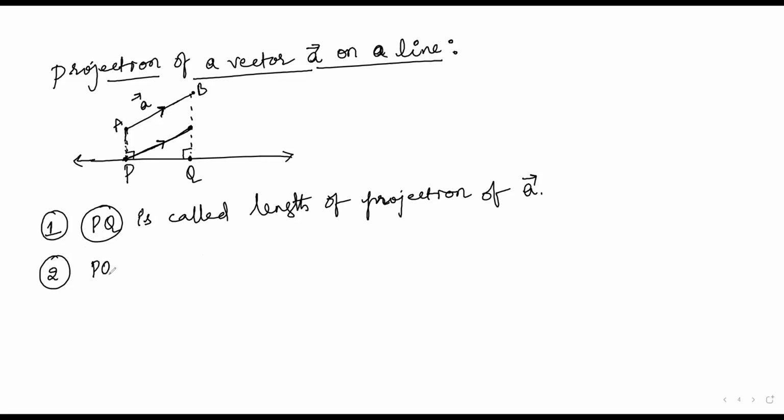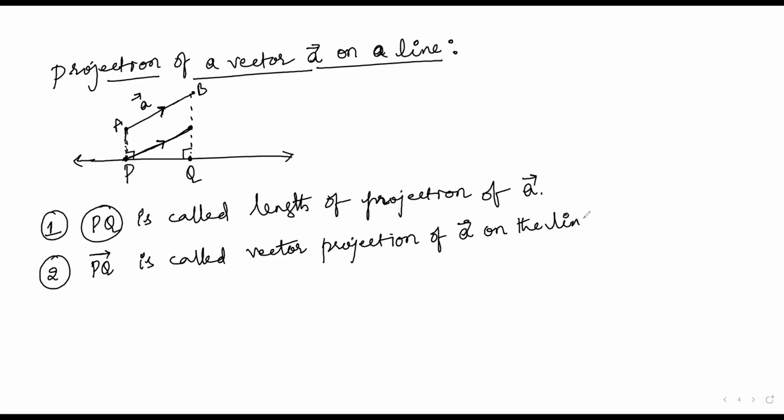Then you know what? PQ bar, if I keep vector PQ, is called vector projection of A bar on the line. That means you understood what? I made it vector. I put a direction. These two things you should understand. Projection generally means length only. But if you want to make it vector, you can make it vector.